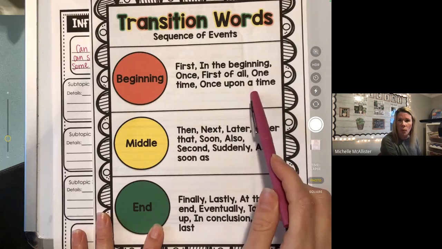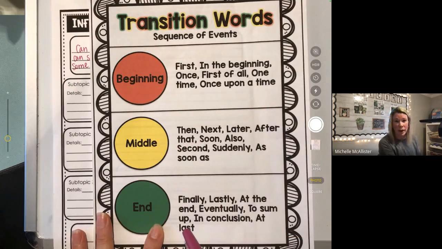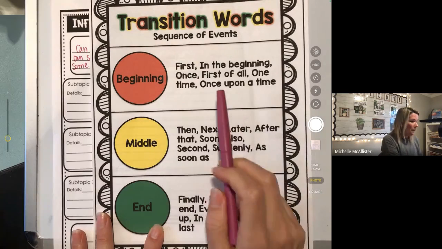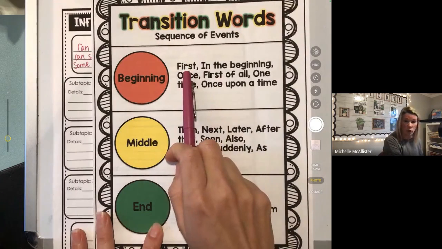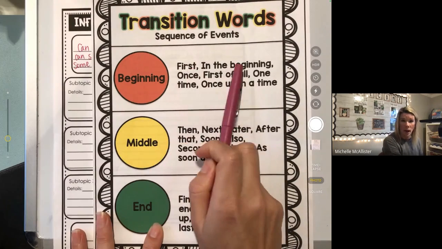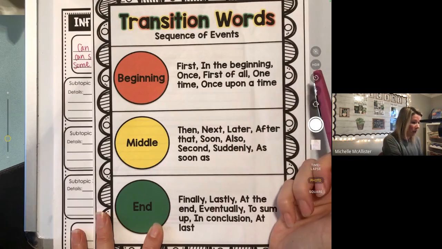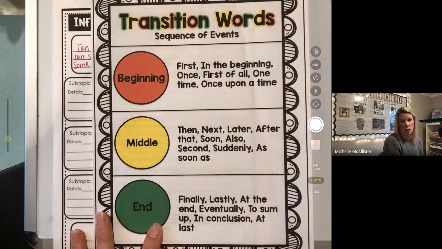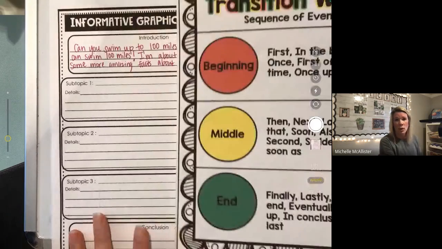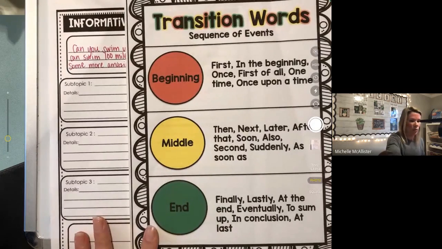So I'm going to look at the different transition words. Not all of these are going to work. Some of them are for narrative writing, so we might not be able to use them. But these are the ones we can use. First of all, that would work. So first or first of all. So which one should we use?